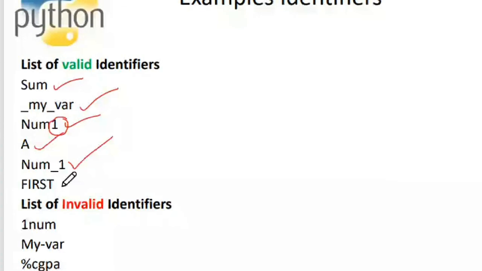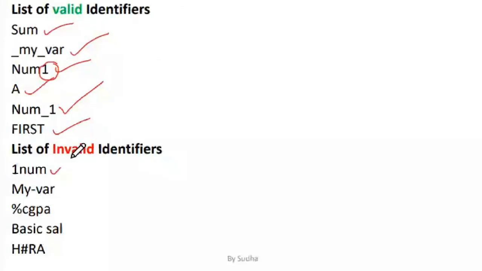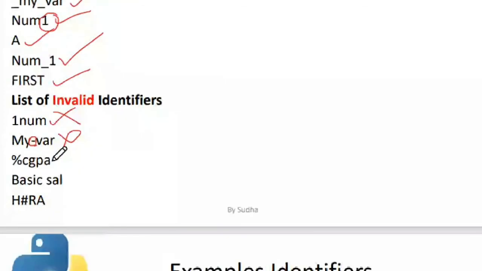Now coming to the invalid identifiers, I cannot have a digit first, so this is not valid. And I have a hyphen over here rather than an underscore, so this is not valid. I'm putting a percentage in front of the identifier, not valid. I have put a space between basic and salary, so this is not valid. And I have put a hash in HRA, it's not valid. So these are the lists of valid and invalid identifiers.